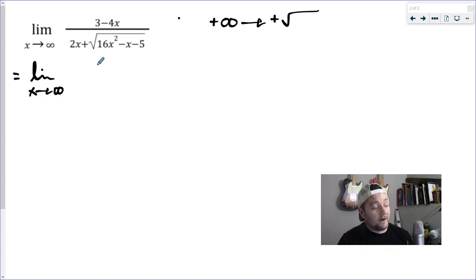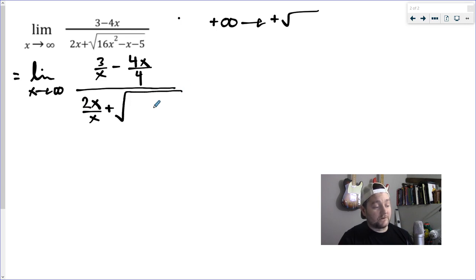So then we're going to divide everything, every single thing, by that highest power of x. And then underneath the root, of course, it's not x, it's x squared. So 16x squared divided by x squared, minus x divided by x squared, minus 5 divided by x squared.